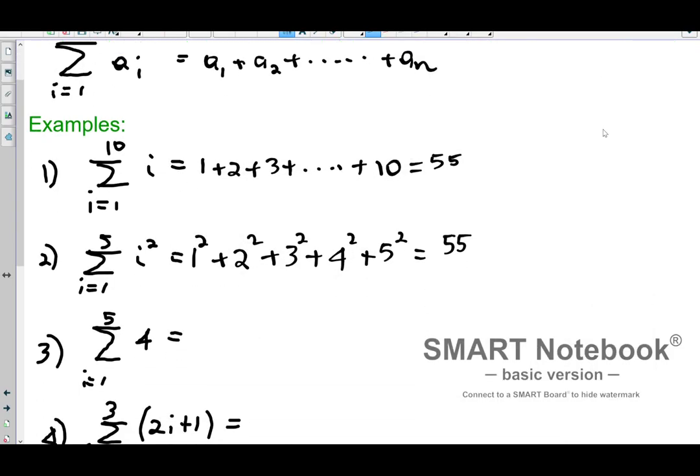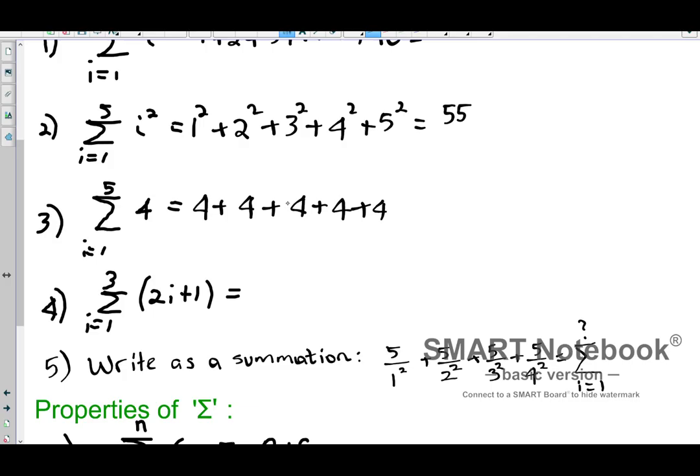Okay, what about summation i from 1 to 5 of just the number 4? If it's just a constant, when i is 1, you're going to have a 4. When i is 2, you're going to have a 4. So basically, it's always going to be the same constant as i goes from 1 to 5. So basically, you're going to have 5 fours. In other words, 5 times 4, which will be 20.